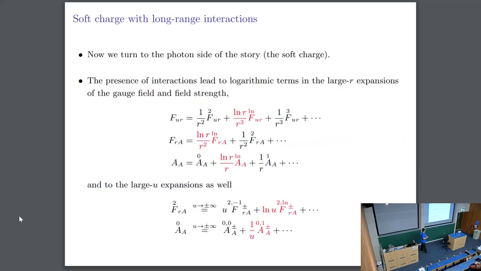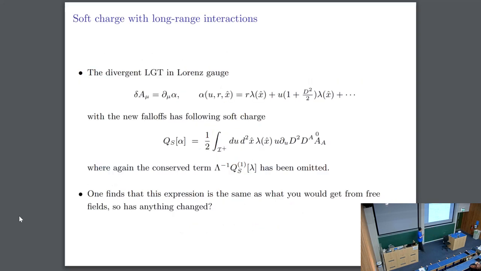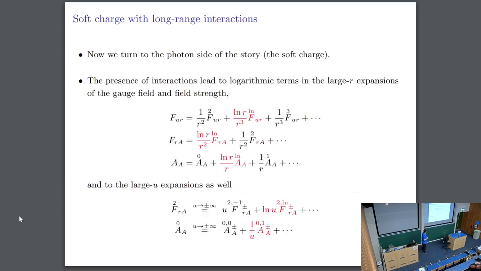Next, we turn to the soft side. The game changer on the hard side was interactions. So here, the story is the same. Interactions give rise to logarithmic terms in the large R expansion of the field strength and the gauge field. I've highlighted in red the terms that appear due to these long-range interactions that you would not have had in free theory.